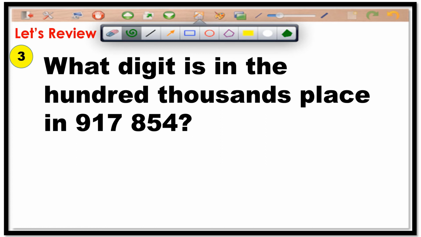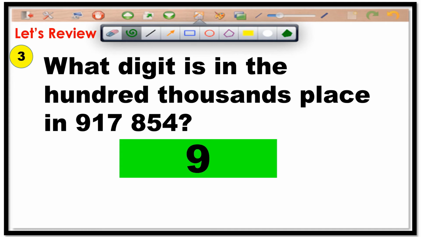What digit is in the hundred thousands place value in 917,854? So, ang hinahanap nating place value ay 100,000s. So, again, magsisimula ulit sa kanan kay 4, ones, tens, hundreds, thousands, 10,000s, 100,000s. So, ano ang nasa 100,000s? Anong digit? Digit 9. Good job. So, 9 ang nasa 100,000s. Next number.